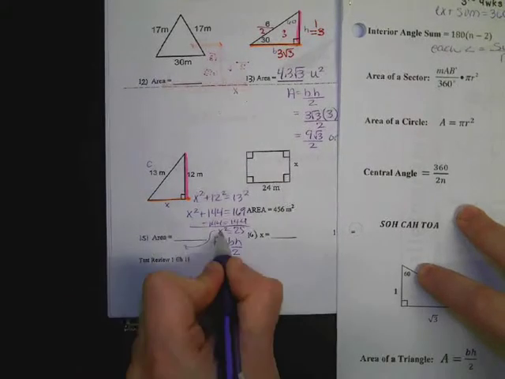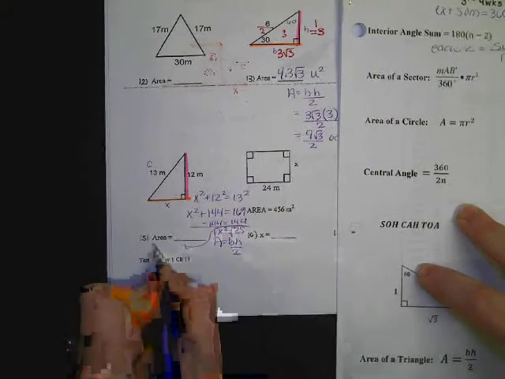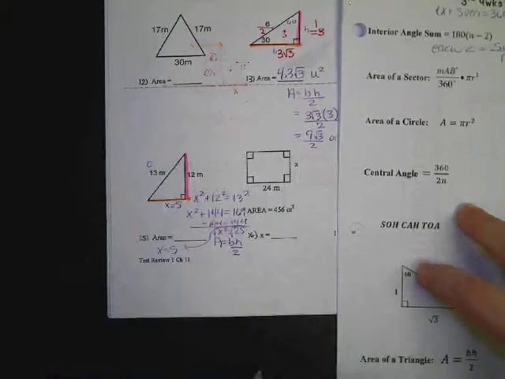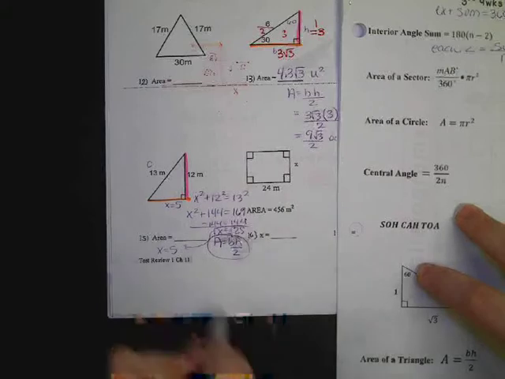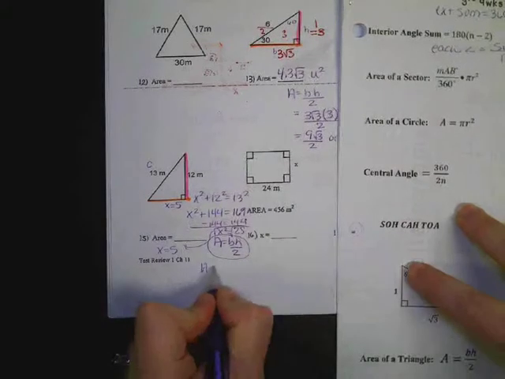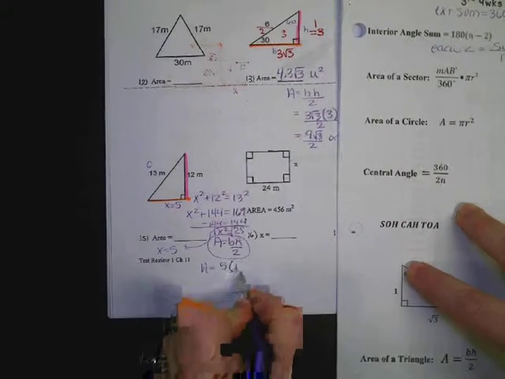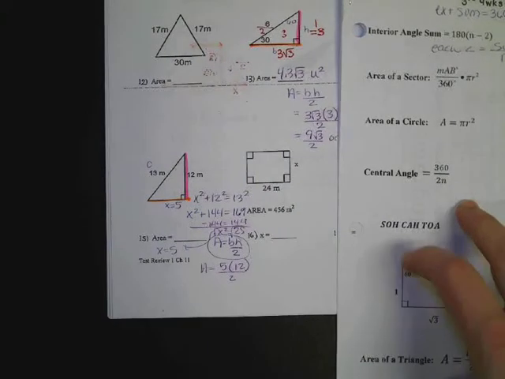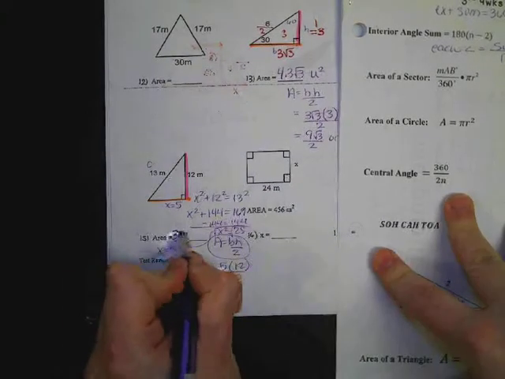If x squared equals 25, I can square root both sides, which gives me an x of 5. So really my base is 5. And now I'm going to plug into the area formula. So area equals base is 5, height is 12, divided by 2. 5 times 12 divided by 2 comes out to 30 meters squared.